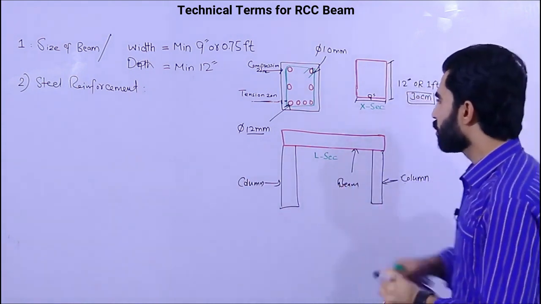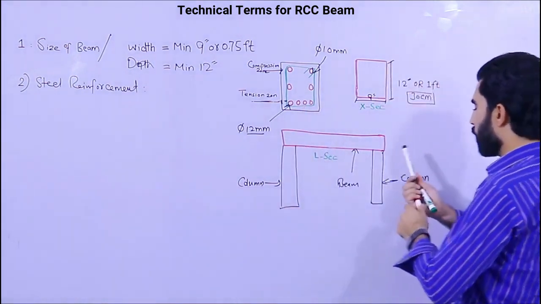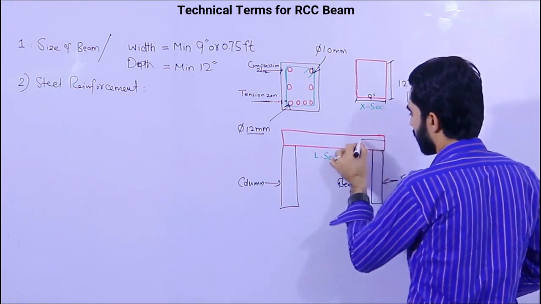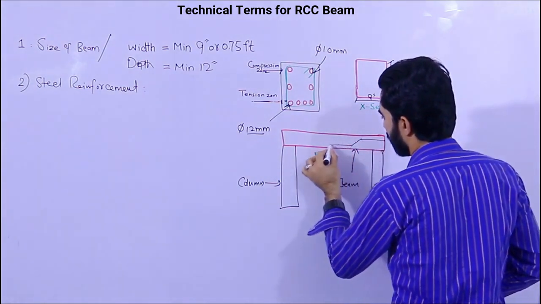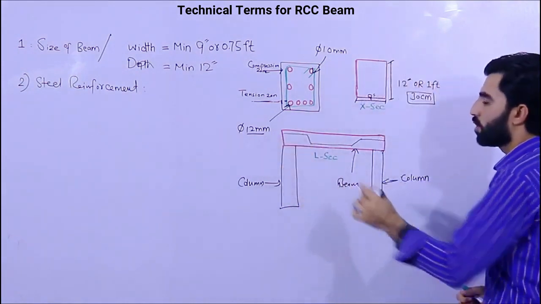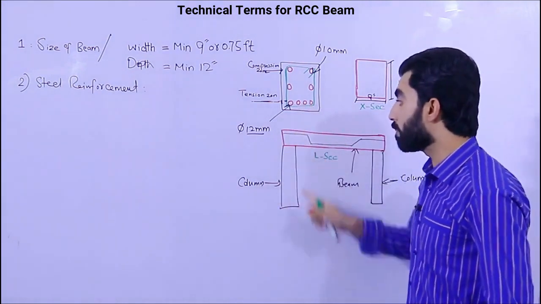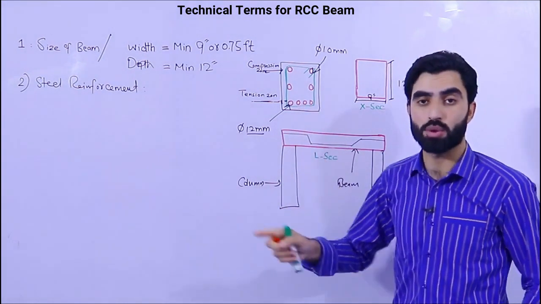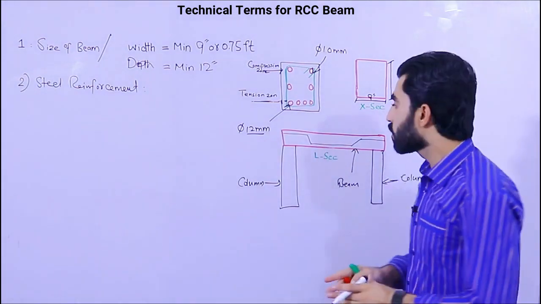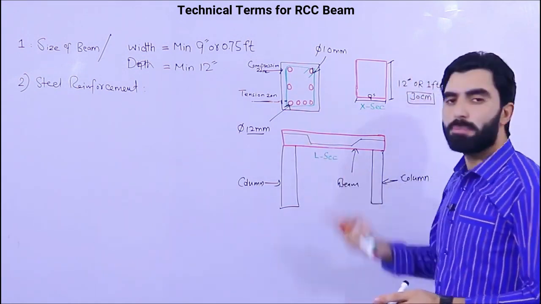Remember guys, these two steel rods. We can make the bent up bar structure same like this. These two steel rods should be bent up at the end of the support, because we have maximum shear stresses at the end of the support. To resist and avoid cracks, we should use a crank bar or bent up bar, you can say.